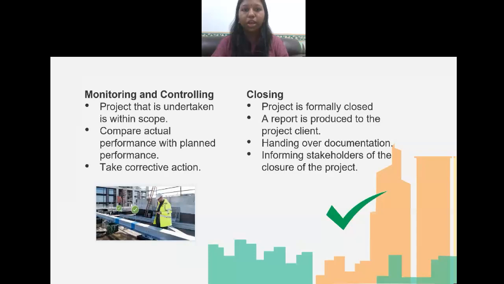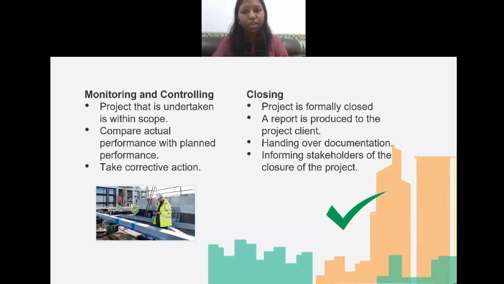Monitoring and controlling. After the execution phase, there will be monitoring and controlling. The project undertaken is within the scope that is defined at the planning stage. Compare actual performance with the planned performance. If there is any problem or any changes, take corrective actions.